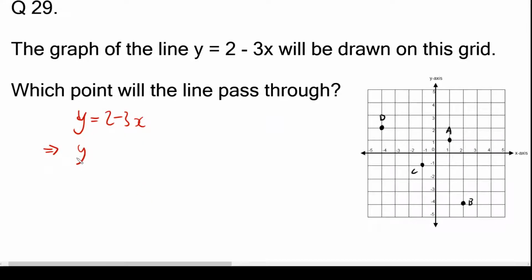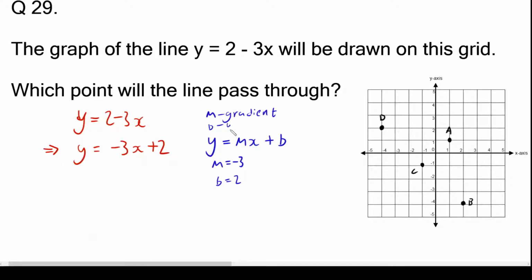I'm going to rewrite that as y equals negative 3x plus 2. All I've done is move the 2 to the back. Linear equations come in the form y equals mx plus b. So in this case, m equals negative 3, and m is the gradient, and b equals 2. b is the y-intercept.